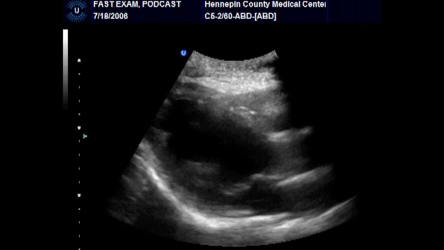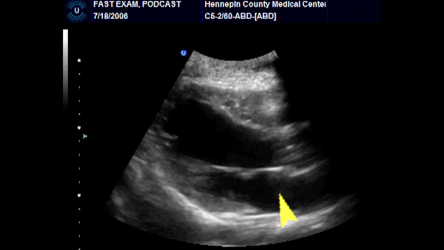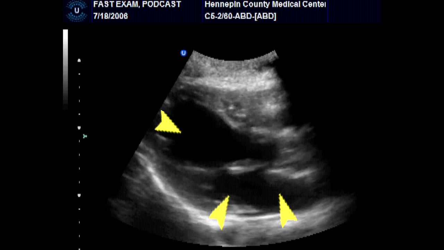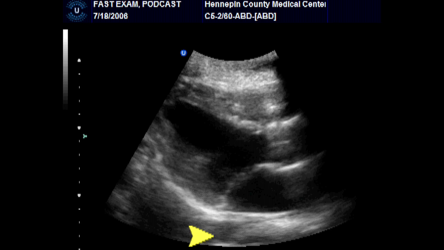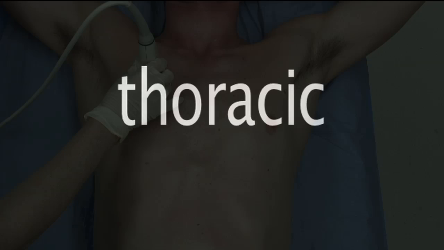The normal structures in this view should be the left atrium, mitral valve, left ventricle, aortic valve, the aortic root, and you may possibly see the descending aorta. Pneumothoraces may also be identified by the absence of the sliding lung sign.